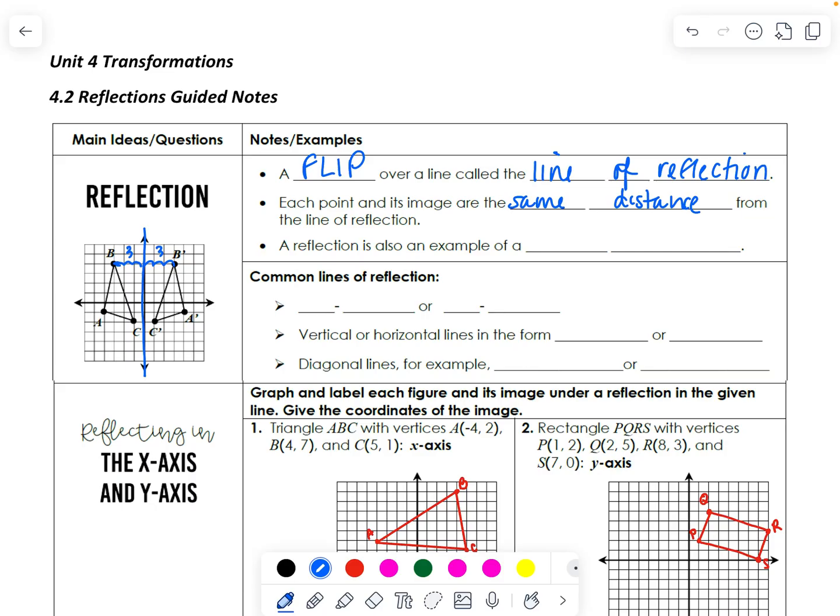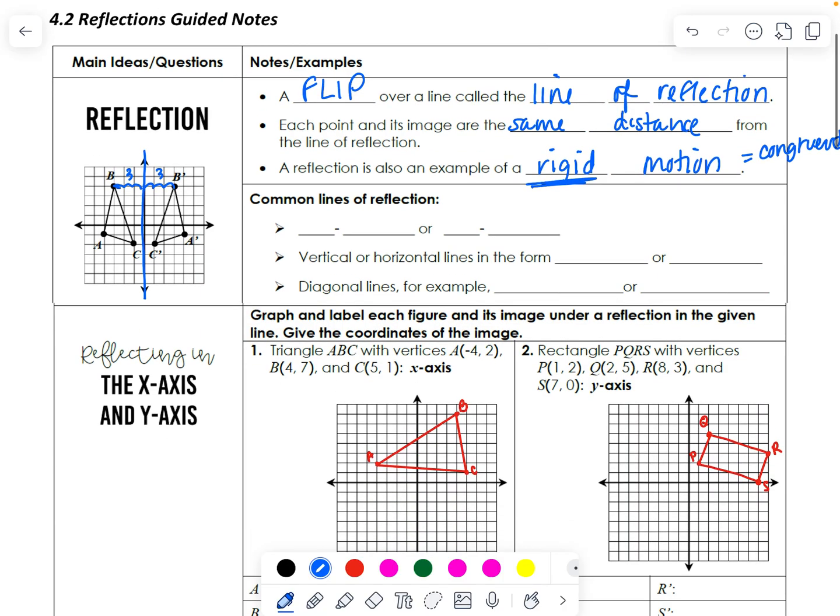A reflection is an example of a rigid motion or a rigid transformation. Whenever we use the word rigid, it just kind of means that the shapes remain congruent. Their orientation may change, but it's still going to be a congruent shape.